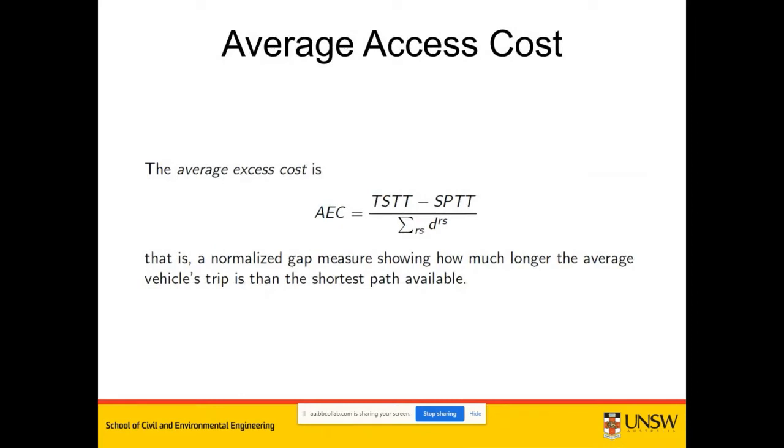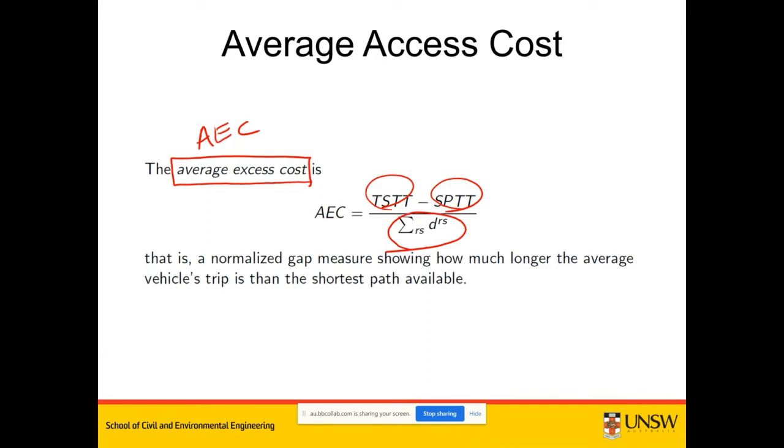There is another measure that we can calculate based on this TSTT and SPTT, and that is called average excess cost. This average excess cost, or AEC, is also a function of TSTT and shortest path travel time. So it's TSTT minus SPTT, divided by what? Divided by the total demand in the network.